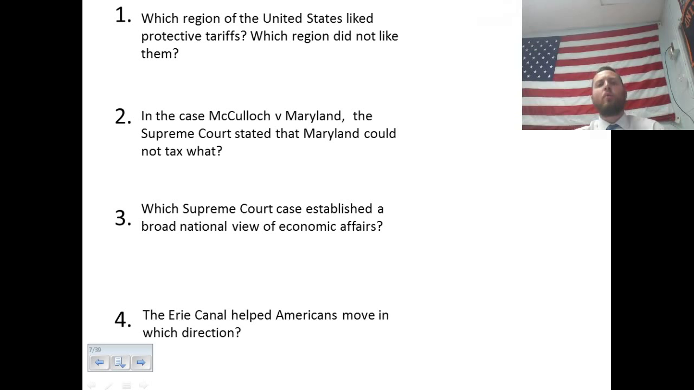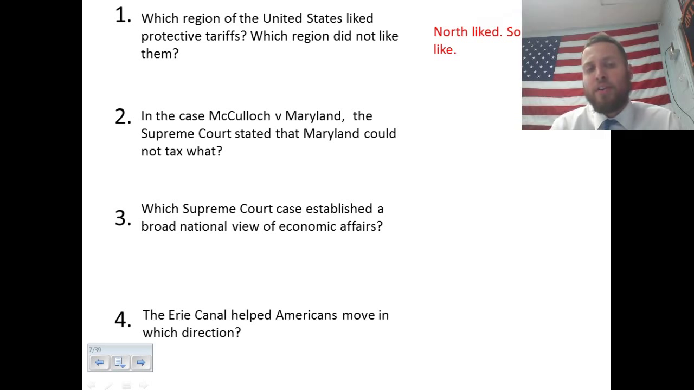Let's see. Question number 1. Which region of the United States liked protective tariffs? The answer to that is the North liked them. Which region did not like it? The South. Because the North made stuff, so it liked foreign competition expensive. The South grew stuff. It did not like them. Very good.